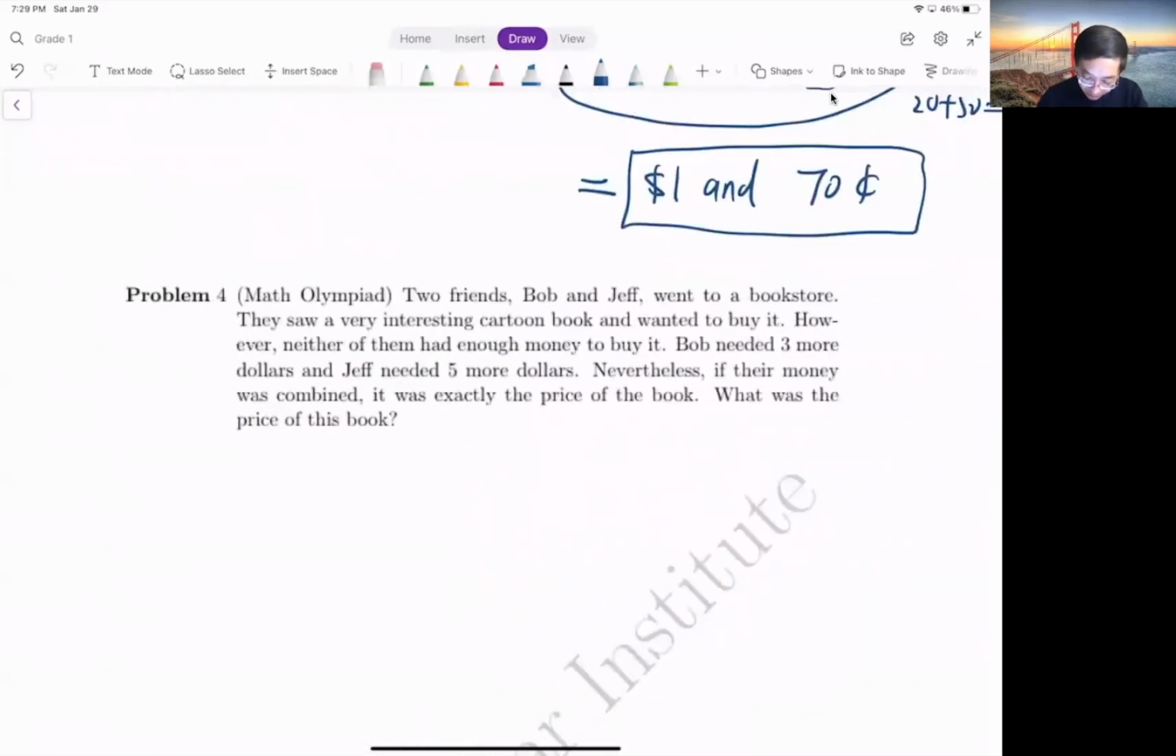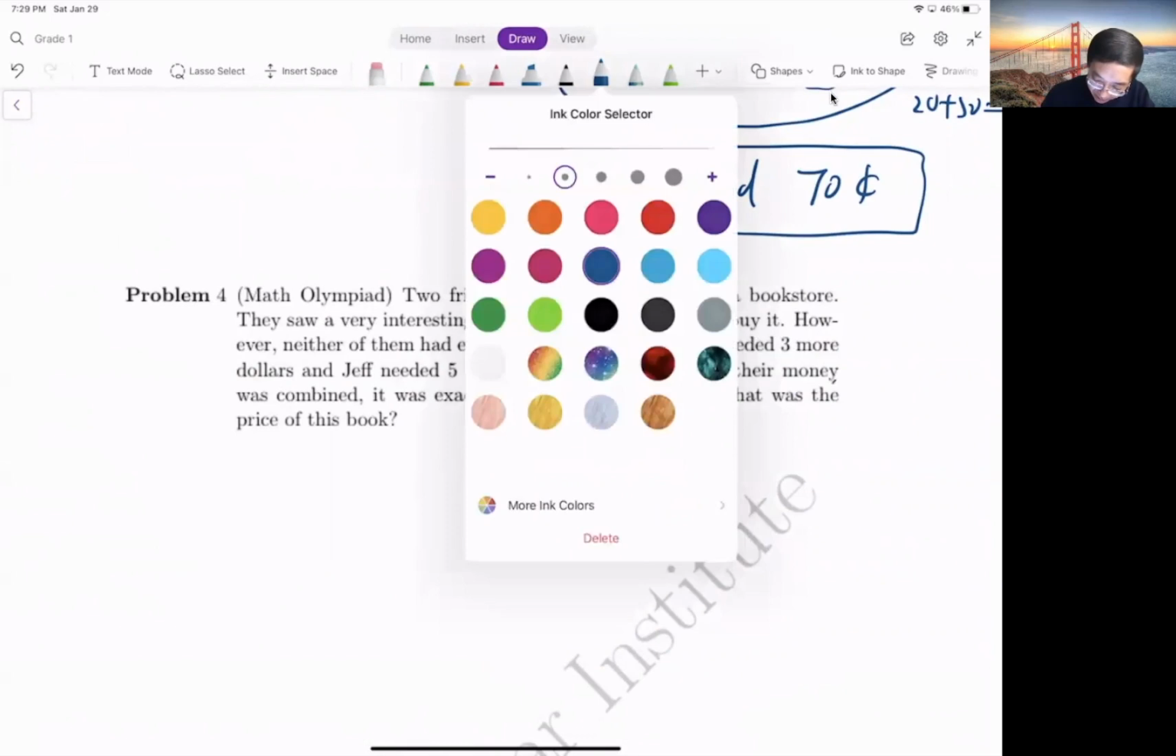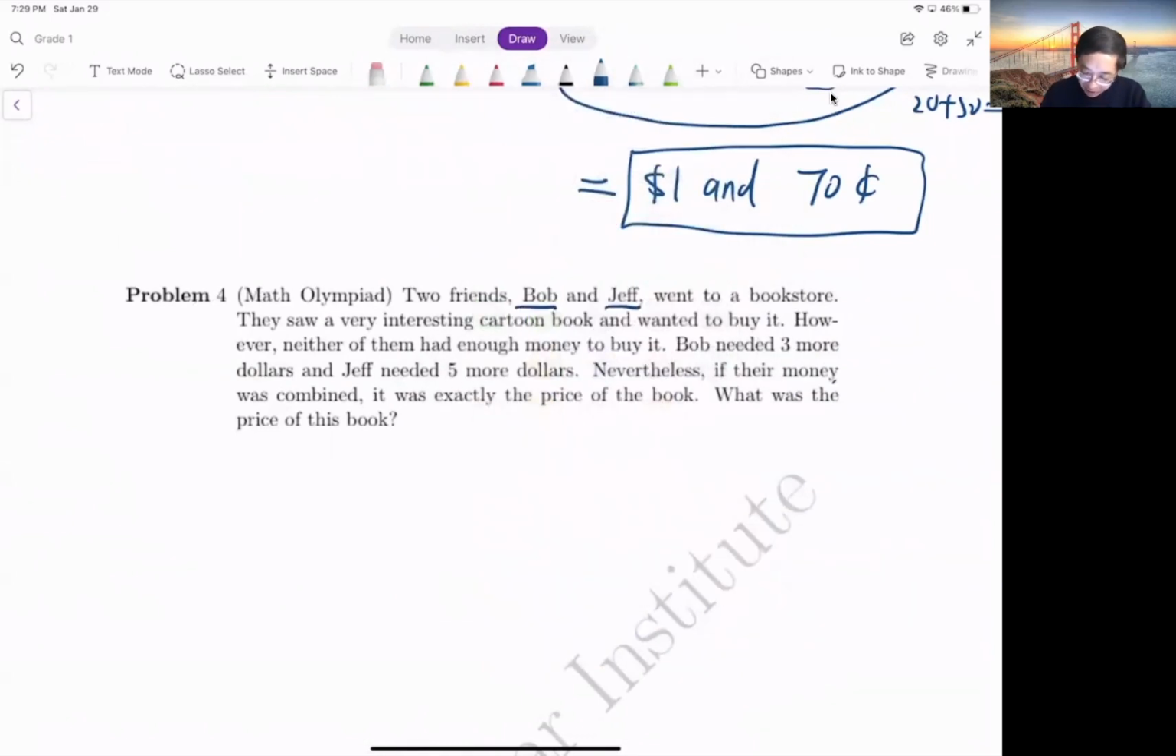Question number 4. Two friends, Bob and Jeff, went to a bookstore. They saw a very interesting cartoon book and wanted to buy it. However, neither of them has enough money to buy it. Bob had some money, Jeff had some money, but neither had enough. Bob finds he is $3 short, which means he needs $3 more to buy the book.